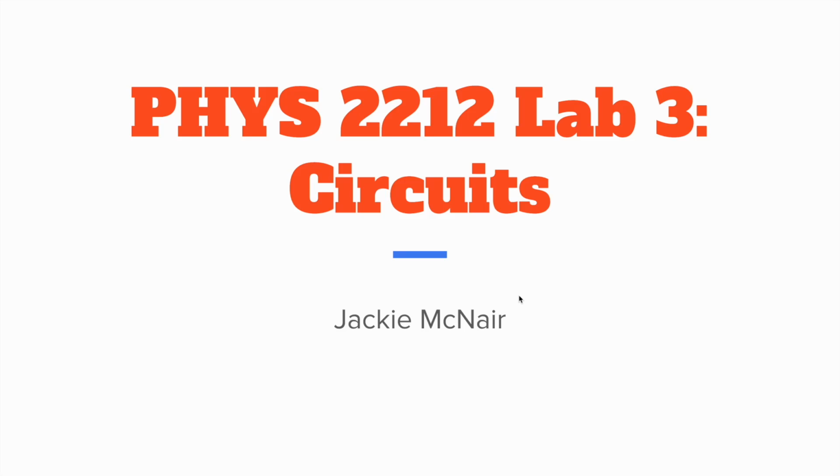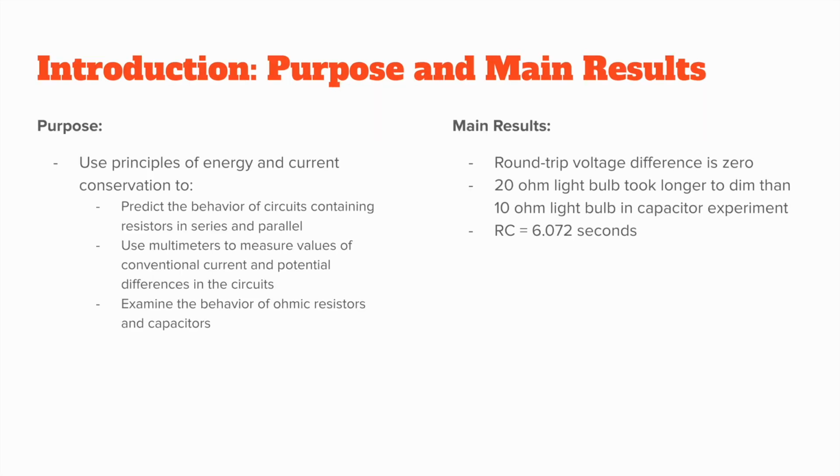This is my lab report for circuits. The purpose of this lab was to use the principles of energy and current conservation to predict the behavior of circuits containing resistors in series and parallel, use multimeters to measure values of conventional current and potential differences in the circuits, and examine the behavior of ohmic resistors and capacitors.